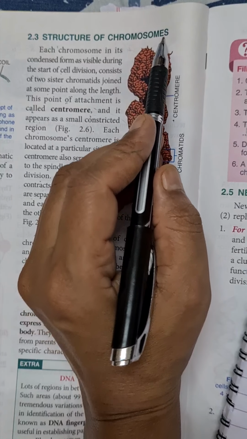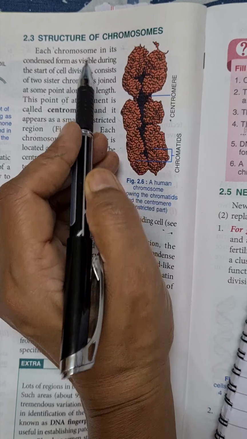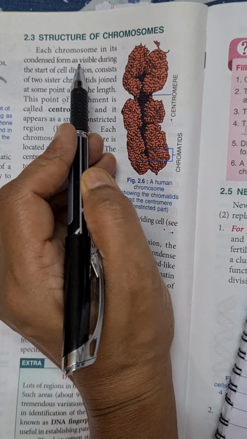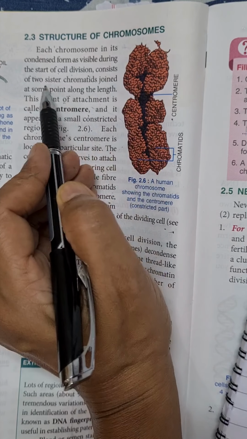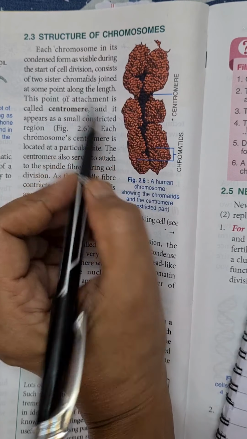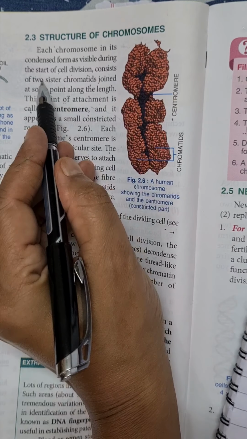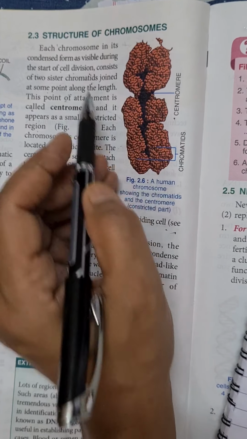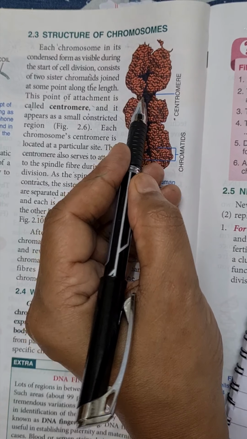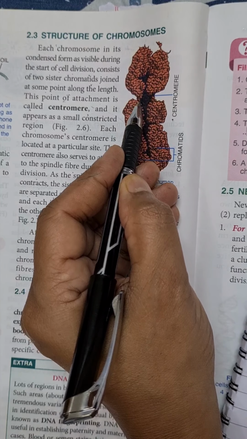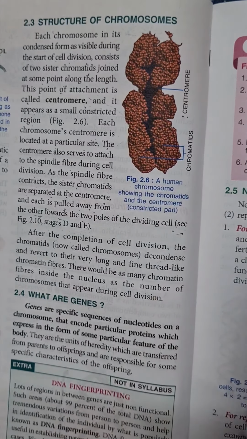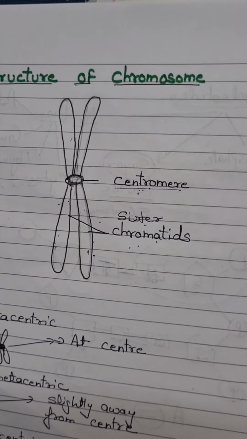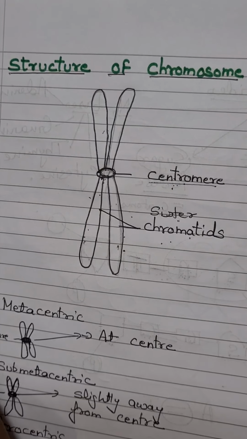Structure of chromosomes. Each chromosome in its condensed form, as visible during the start of cell division, is made up of two chromatids. As they are similar to each other, we call them sister chromatids, which are joined at one point, and that point of attachment of these two chromatids is called the centromere. So this is the structure of a chromosome.